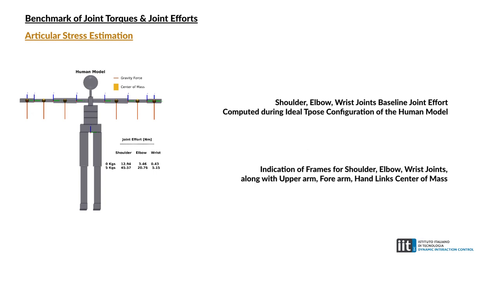Here we highlight the benchmark joint torque and joint effort values computed for an ideal T-pose configuration of the human model. For the sake of clarity, we consider only upper body joints such as shoulder, elbow, and wrist joints to highlight the articular stress estimation.